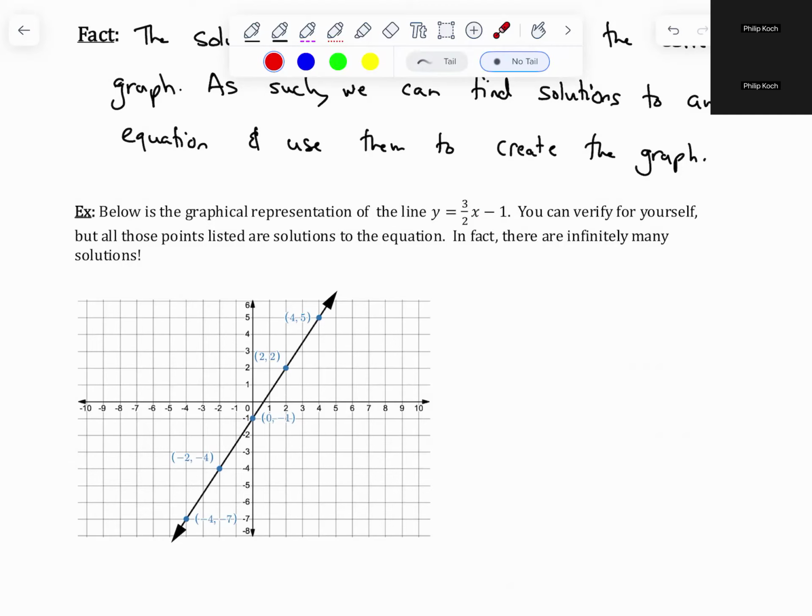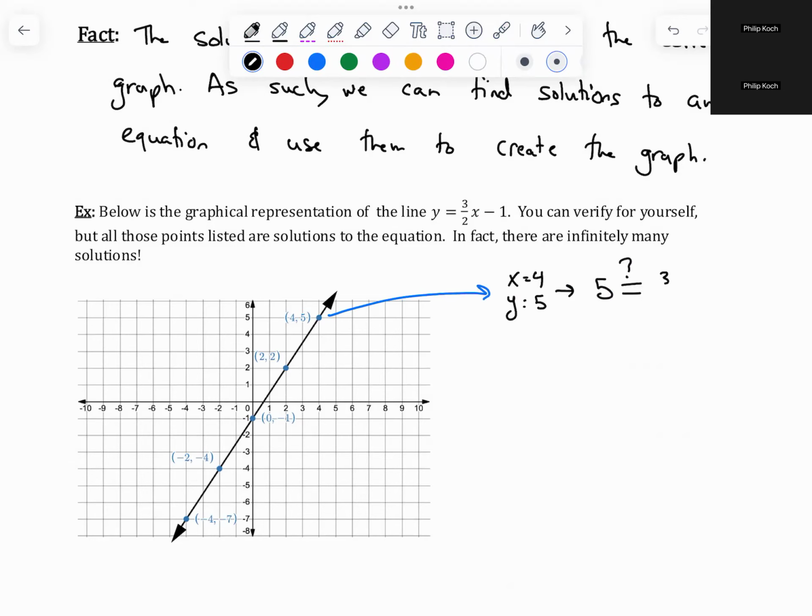So just as an aside, just to see what I'm saying, if x is equal to 4 and y is equal to 5, we got 5. Does that equal 3/2 times 4 minus 1? Yes, it does. 3/2 times 4, that's 6. Minus 1, that's 5. So 5 equals 5, and so on. So every single point on that curve works.